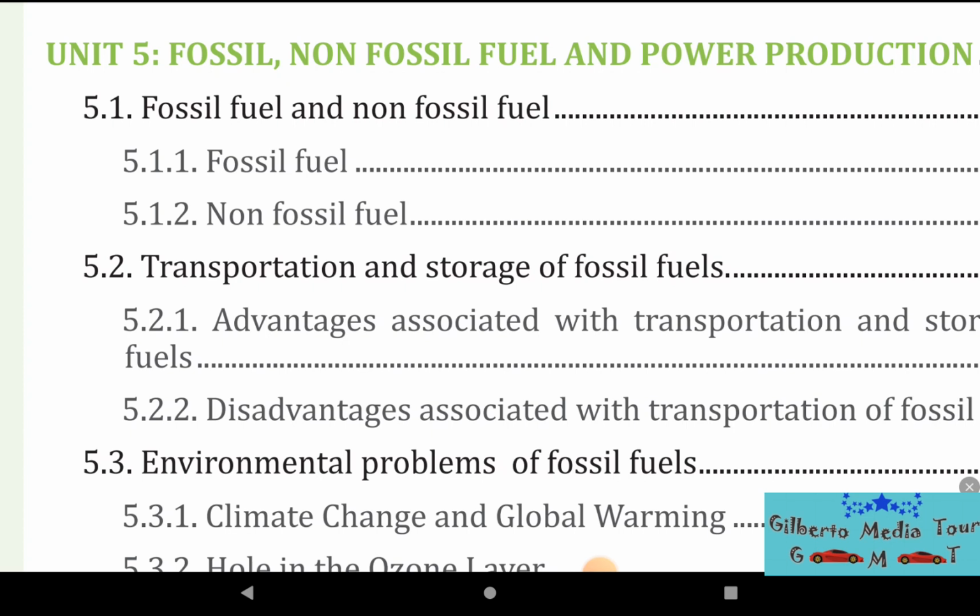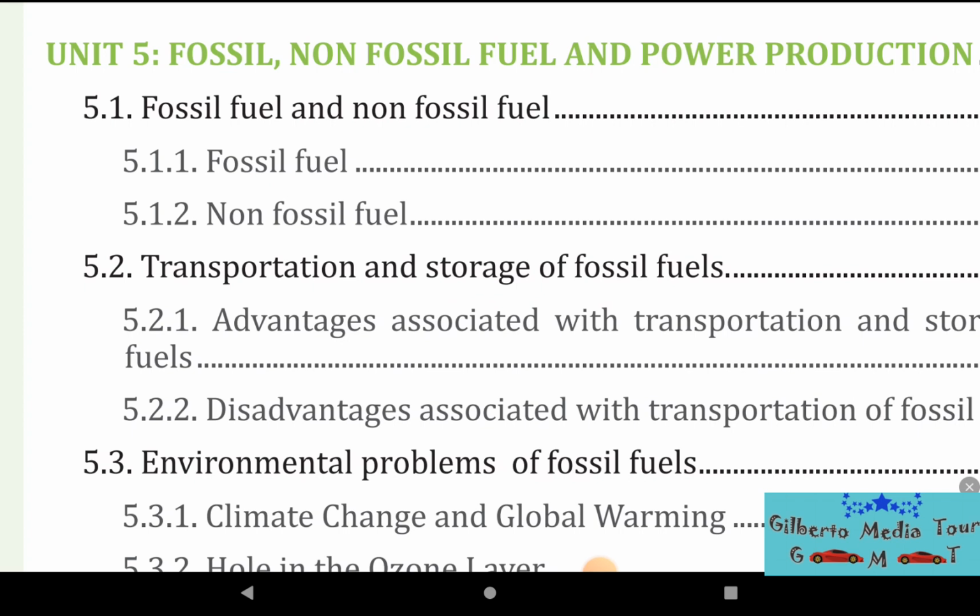We shall look at fossil fuel and non-fossil fuel. Be sure to differentiate the two terms, and transportation and storage of fossil fuels. And remember that in Rwanda also you can have fossil fuel, like methane gas, a fossil fuel from Rubavu there at Gisenyi. Also, you can have coal and petroleum oil. Those are the three main types of fossil fuels.